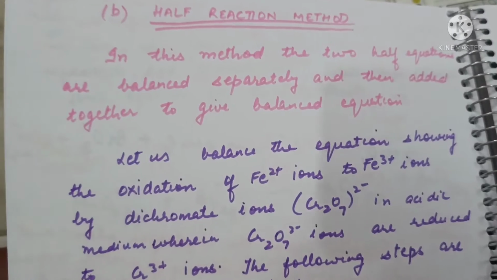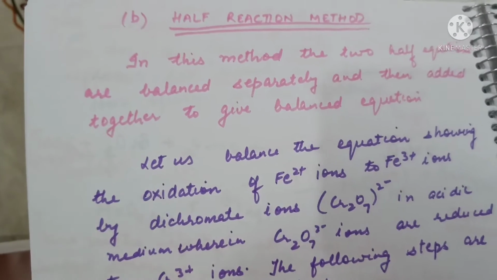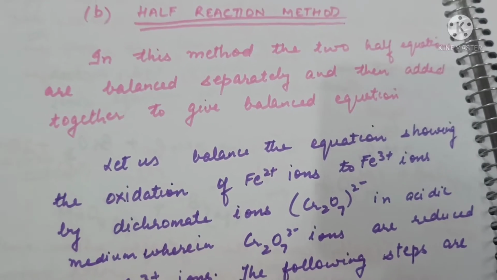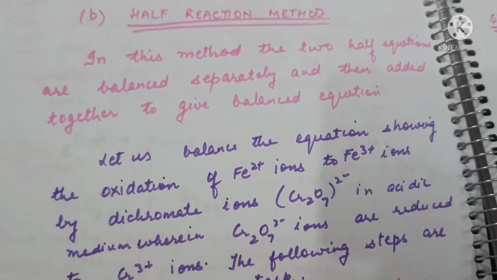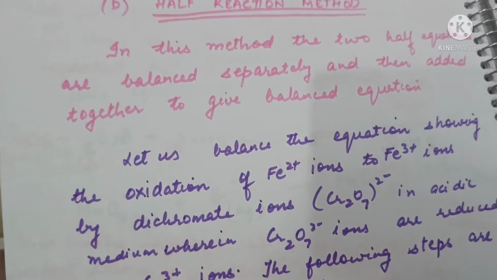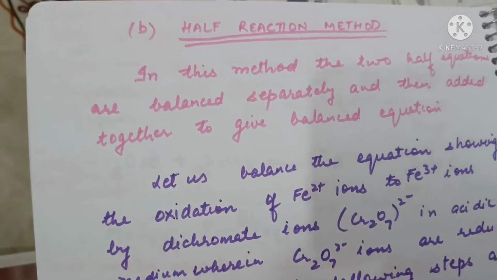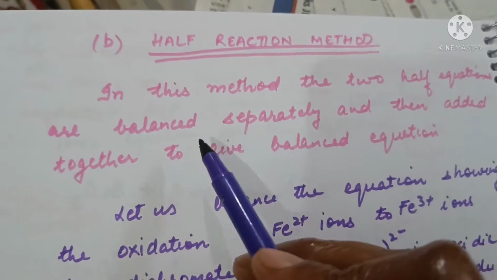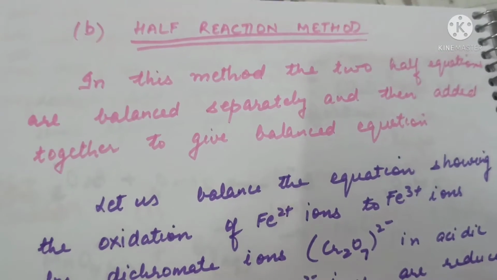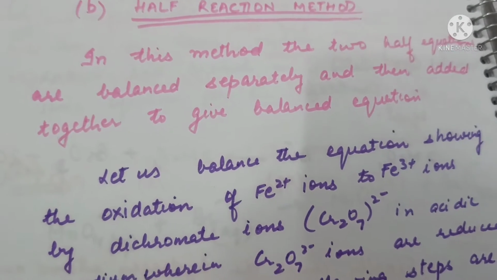We are doing redox reactions. In our previous video, we studied how to balance a redox reaction by the oxidation number method. Today, we'll take up the second method, the half reaction method. In this method, the two half equations are balanced separately and then added together to give the balanced equation.